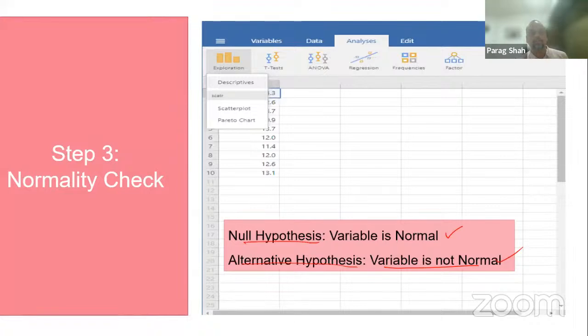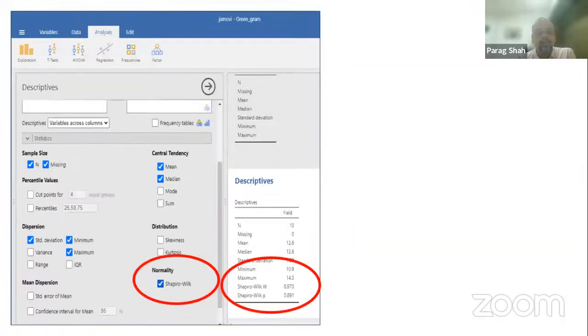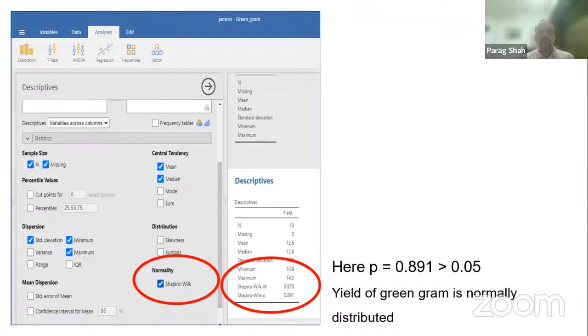So I'm going back over here. What I've done in exploratory, I've gone into descriptive, I've selected my variable, I've selected my Shapiro-Wilk test. My P value, which I'm sure you all will be getting, is 0.891. With what do I have to compare? I have to compare with my alpha value, level of significance, which is generally taken as 5%, so 0.05. What was my p value? 0.891. So I can say this is greater.